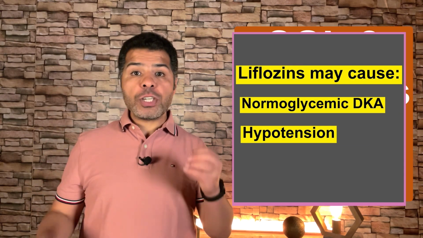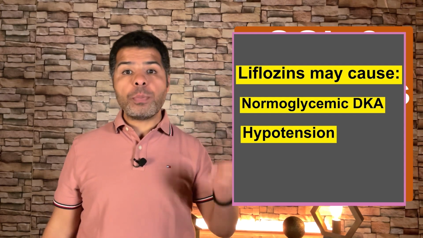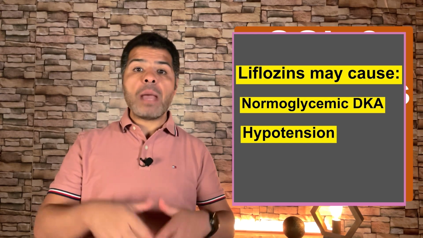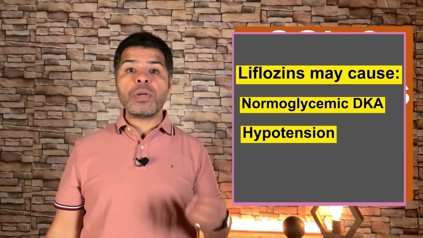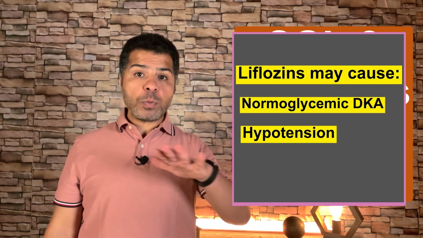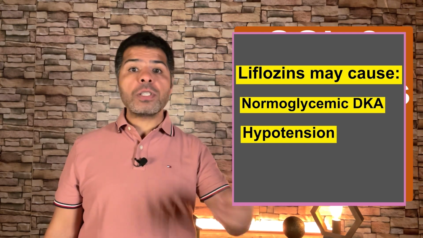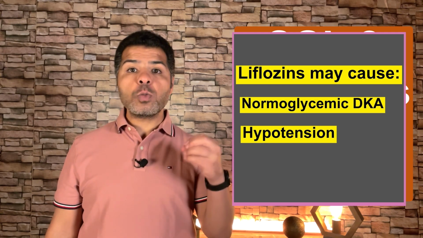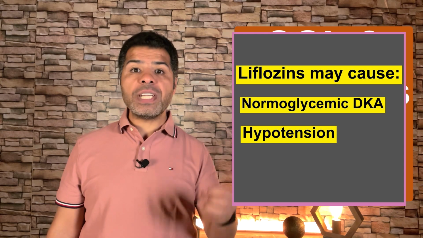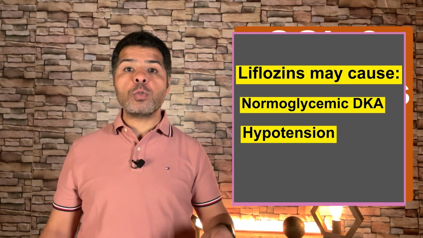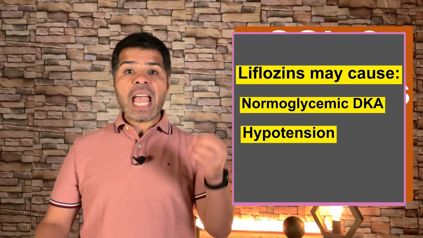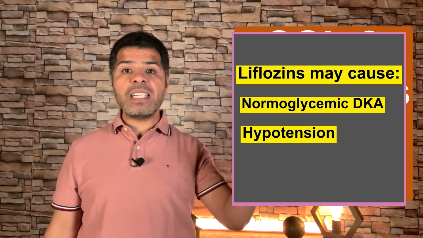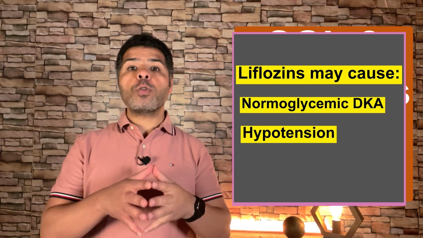So if a patient who is on the liflozin agent presents with nausea, vomiting, and abdominal pain, check their anion gap and ketones even if their blood sugar is less than 250. If this is proven to be secondary to SGLT2 inhibitors, the patient should be taken off SGLT2 inhibitors indefinitely. That's why SGLT2 inhibitors are contraindicated in patients with a history of previous DKA, and if a patient who is on the liflozin family presents with dizziness, lightheadedness, or syncope, check their orthostatic vital signs.